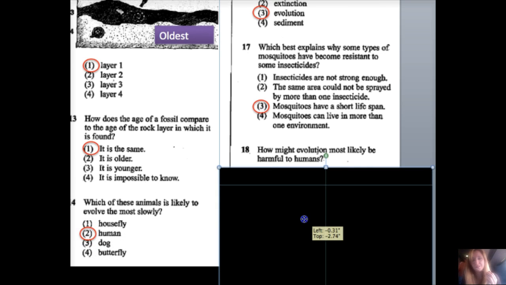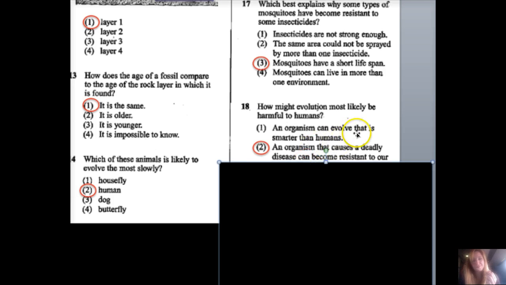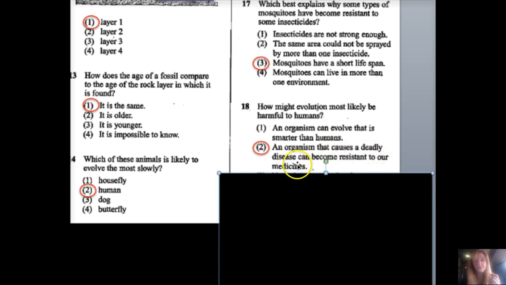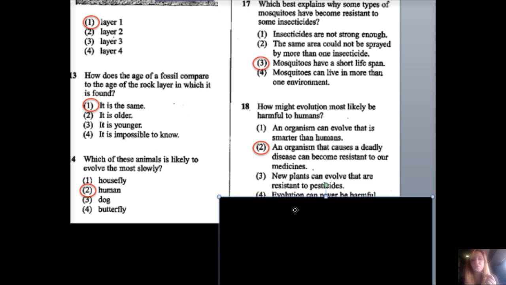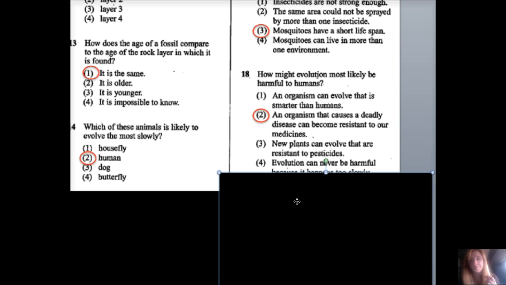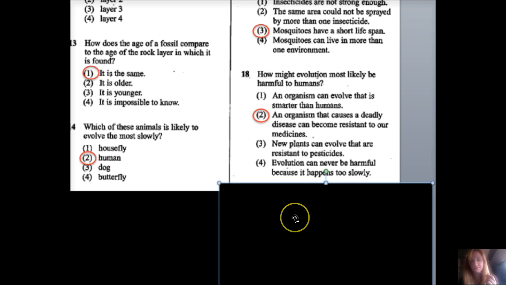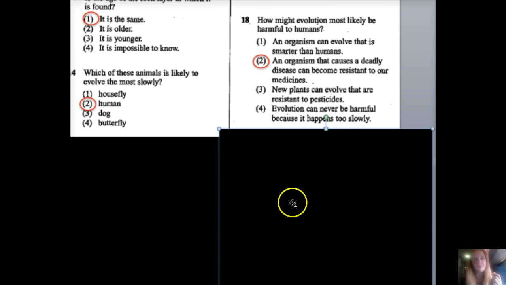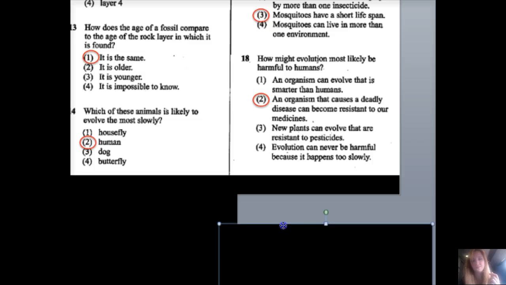18, how might evolution most likely be harmful to humans? An organism can evolve that is smarter than humans. That does not really threaten our survival. 2, an organism that causes a deadly disease can become resistant to our medicines. Yes, and that is actually a big fear of medical professionals. That's why we promote not using antibiotics all the time, because eventually it will become resistant if everybody's using antibiotics for every single cold, every single sickness. Number 3, new plants can evolve that are resistant to pesticides. That can be a nuisance, but it's not going to affect our survival. And number 4, evolution can never be harmful because it happens too slowly. Wrong. Bacteria can evolve pretty fast. Alright, and that concludes our video for this lesson.